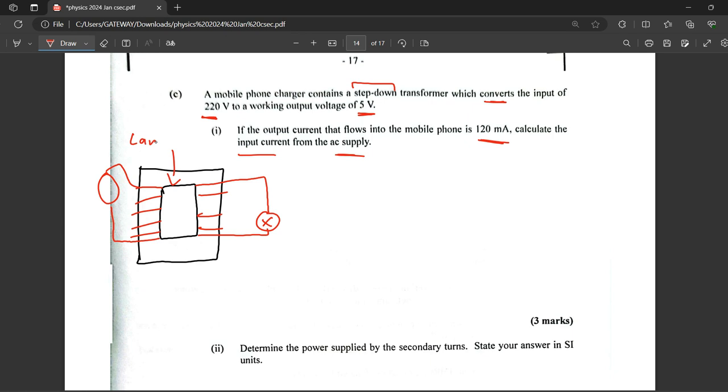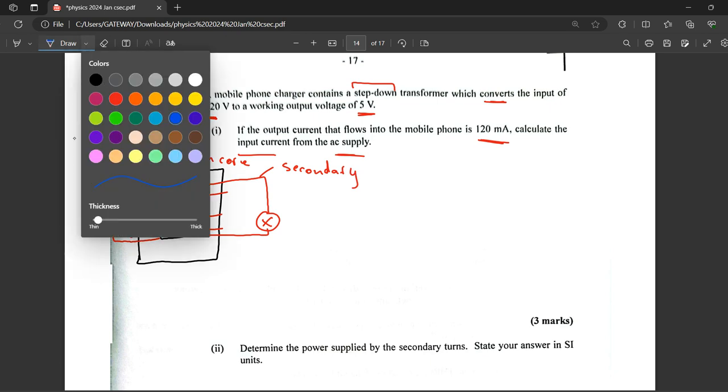So, laminated iron core, right? So you have primary core and you have secondary, right? So this could be like your primary here, and this could be like your secondary. Right? So I will not go much in depth in this right now.